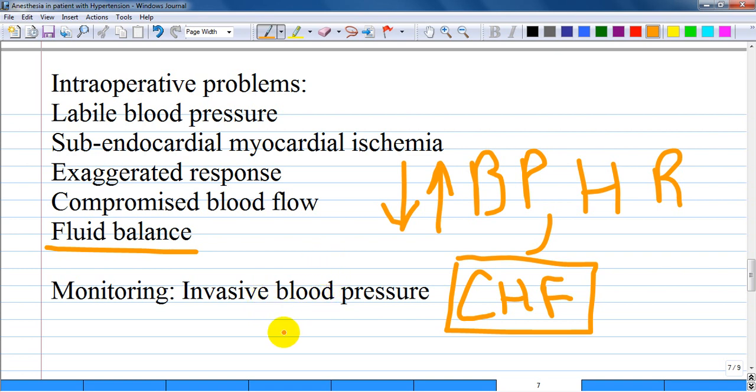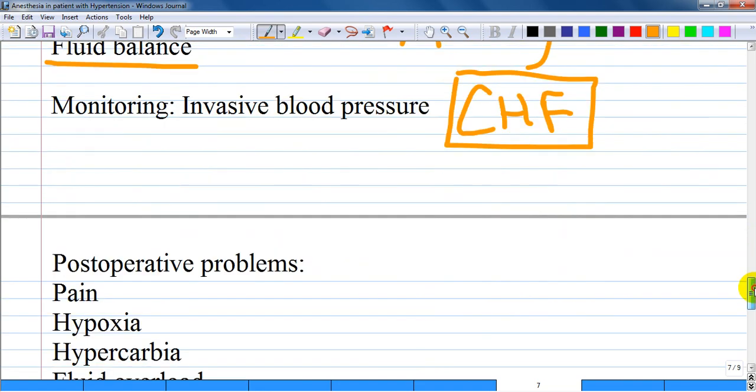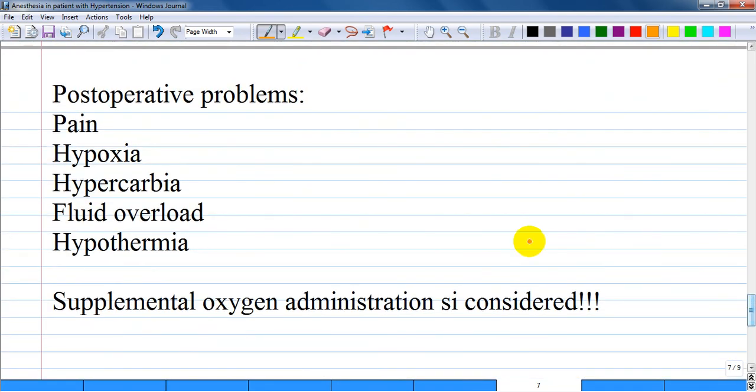One of the ways to monitor blood pressure during anesthesia is to insert a special catheter for invasive blood pressure monitoring, usually in the radial artery, and monitor blood pressure accurately during the whole anesthesia.